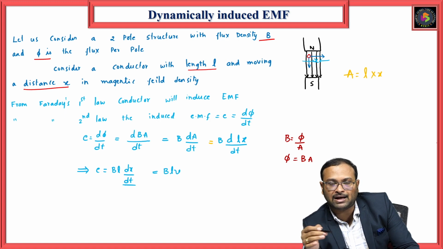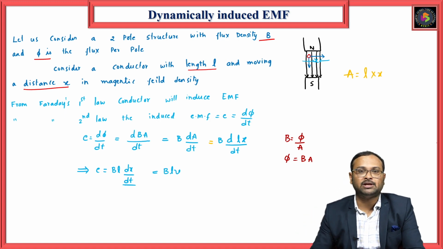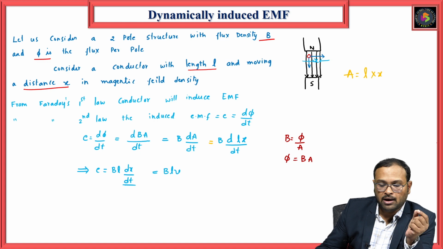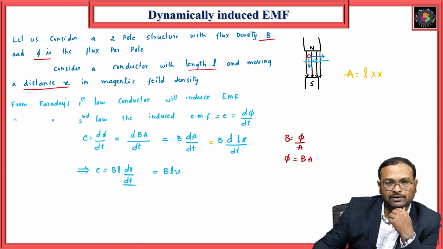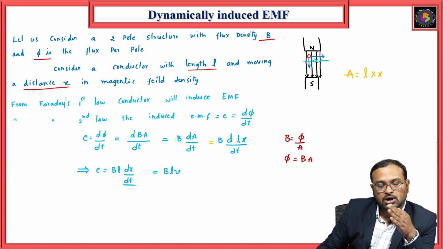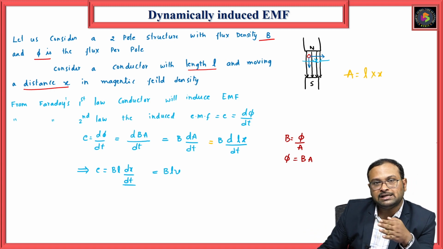This is the EMF induced when the conductor is moving horizontally, that means it is cutting the flux over a distance. But sometimes there is no choice. This is the flux density B, and the conductor is moving exactly 90 degrees to it. Whenever it is going at 90 degrees, it is generating the EMF. Whenever it is at 0 degrees, it is not generating the EMF.